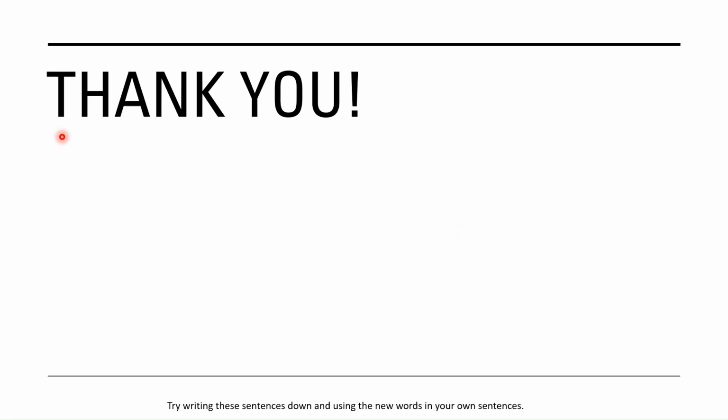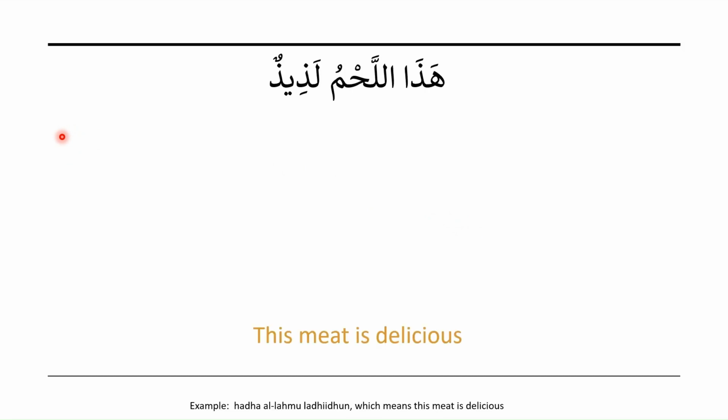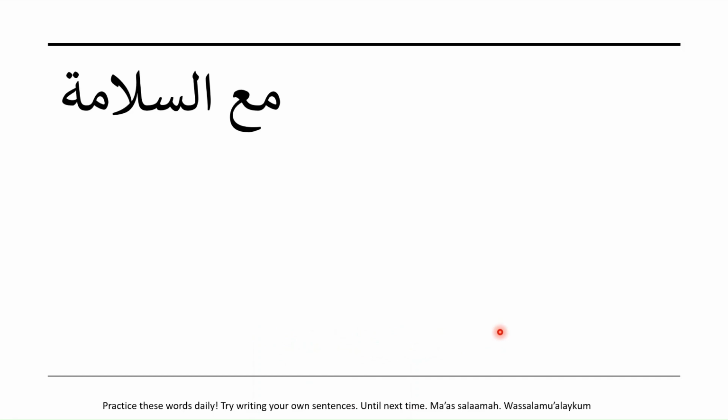Try writing these sentences down and using the new words in your own sentences. Example: هذا اللحم لذيذ, which means this meat is delicious. Practice these words daily. Try writing your own sentences.